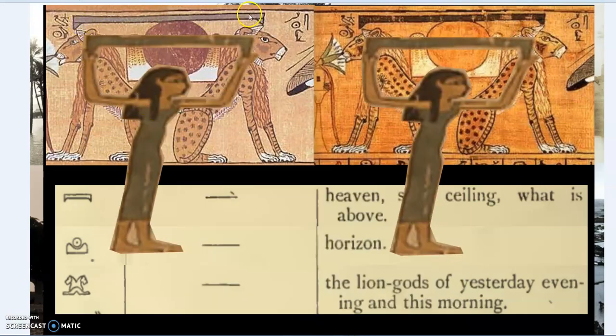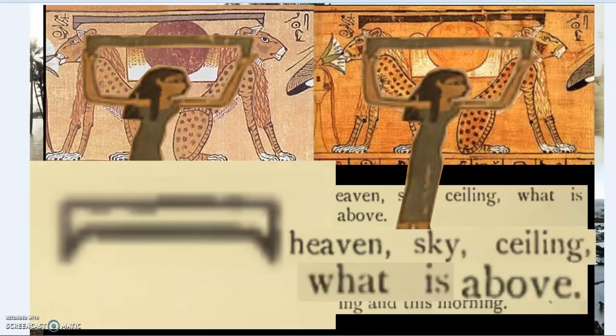Well, that's what she has. That's what's sitting above those lions. The lions, the horizon of Akhet. You can see that image there, the lion gods of yesterday evening and this morning, sunset, sunrise. And this image represents the heaven, the sky, ceiling, what is above. When the figure is with a person doing that, they're holding up the sky, they're suspending the sky above them. On its own, that symbol means heaven, sky, ceiling, what is above.